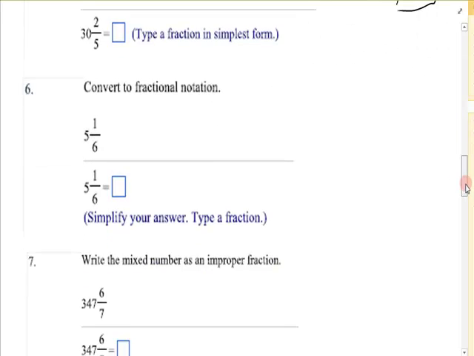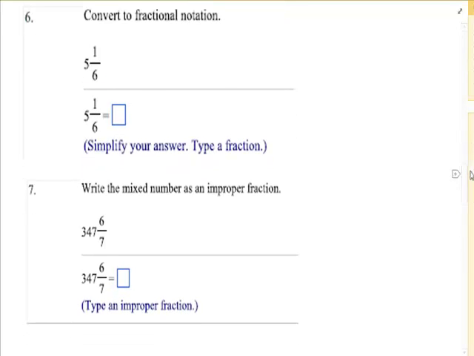Let's look at another one. I have 5 and 1/6. That is 6 times 5 plus 1, leave it over 6. 6 times 5 is 30, plus 1 is 31 over 6.